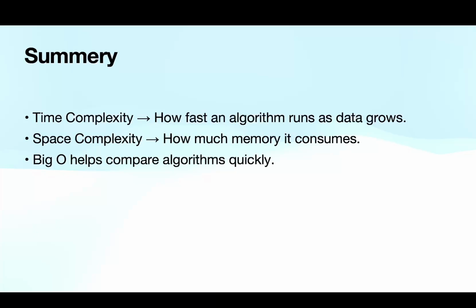So let's have the summary. So the time complexity is how fast an algorithm runs as data grows. Space complexity is how much memory it consumes. And big O helps us compare algorithms quickly.